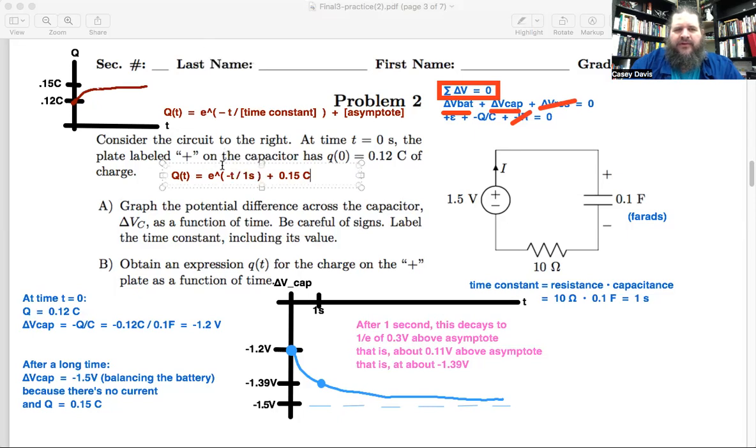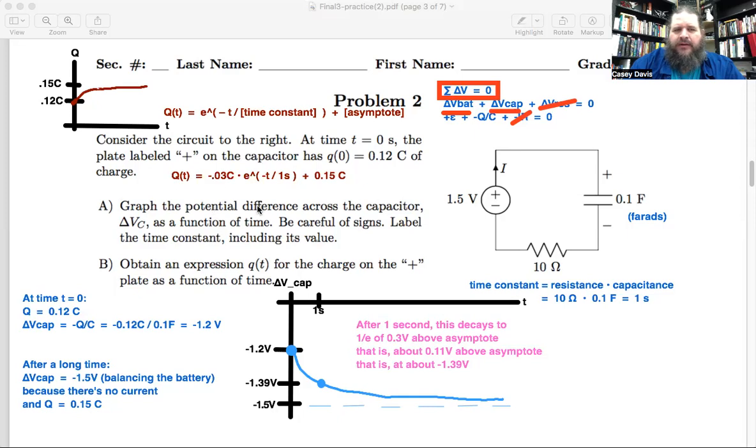So one way to do this is to put in a multiplier here. Let's say a times this. Fill in the initial conditions. You know that when time is 0, charge is 0.12. So fill in 0 for t and 0.12 for q, and then you can solve for what that a multiplier has to be. But it's going to turn out that that a multiplier is just describing how far above or below the asymptote the initial value is. The initial value is 0.03 coulombs below the asymptote. So that means this multiplier will be negative 0.03 coulombs.